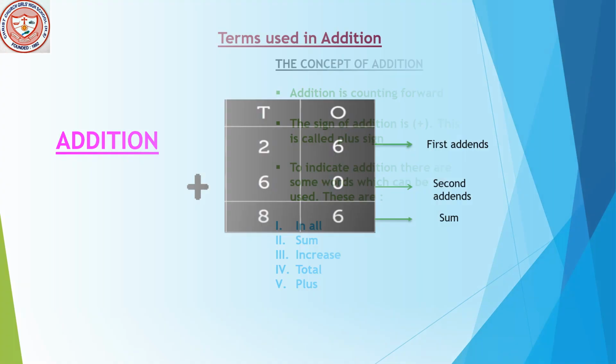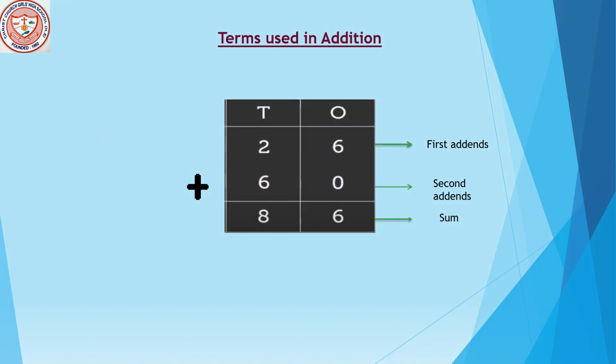Do you remember the terms used for the numbers in an addition? Children, do you remember? Yes, very good. The numbers that we add are called addends. And the total we get after adding the numbers is called sum. In this picture, you can see that 26 and 60 are the addends, and 86 is the sum of 26 and 60.